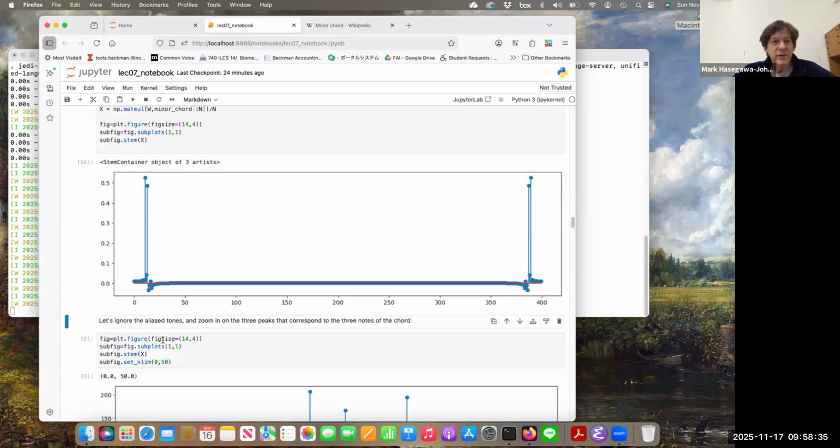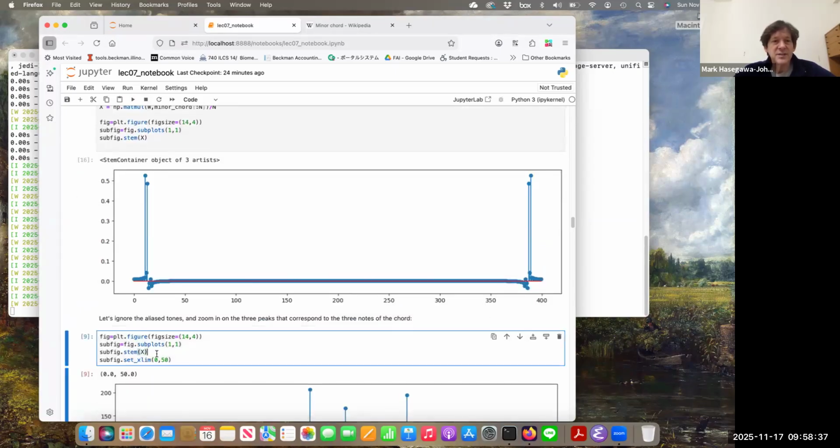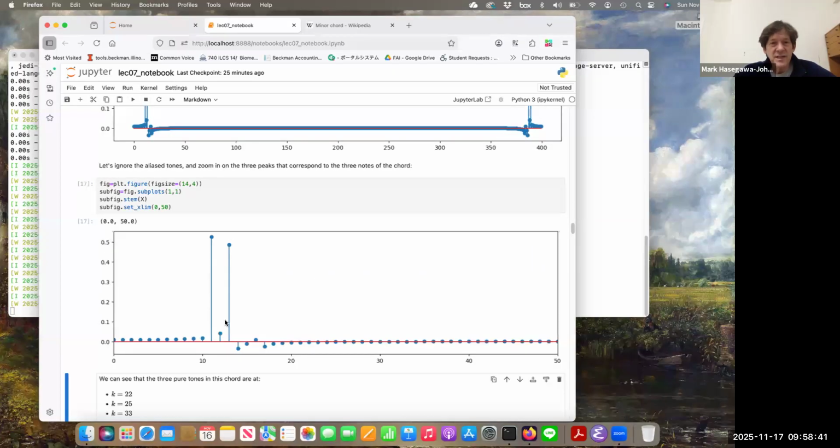Let's find out what those frequencies are. Let's zoom in on the samples between 0 and 50. If we zoom in, we see that we have significant values at 11 cycles per 400 samples, and again at 13. So this is 11, 12, 13. And then again, we have something over here at around 16 cycles, but it's very small.